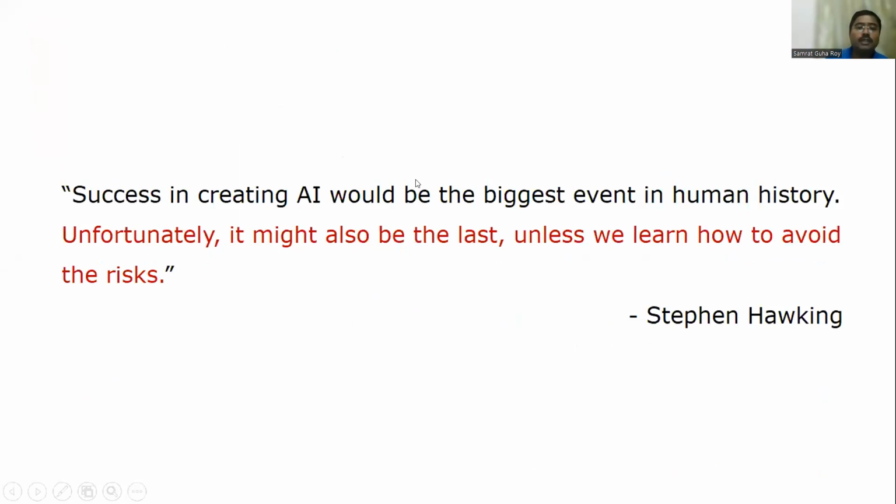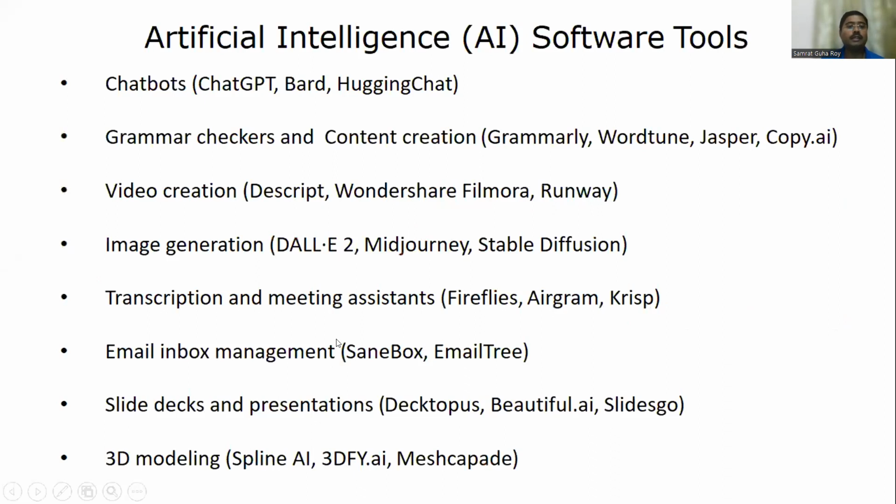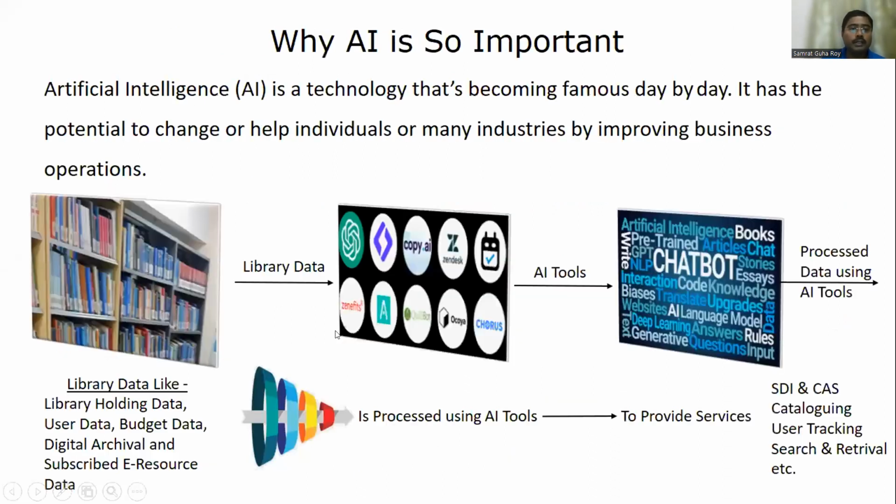Stephen Hawking said a very good quote, that AI will be the biggest event in human history, but it depends on how we are going to implement it or use it in our life. Otherwise, AI will be very dangerous to humanity. So with this quote, I would like to proceed further and discuss the various challenges that need to be addressed before or while implementing it.